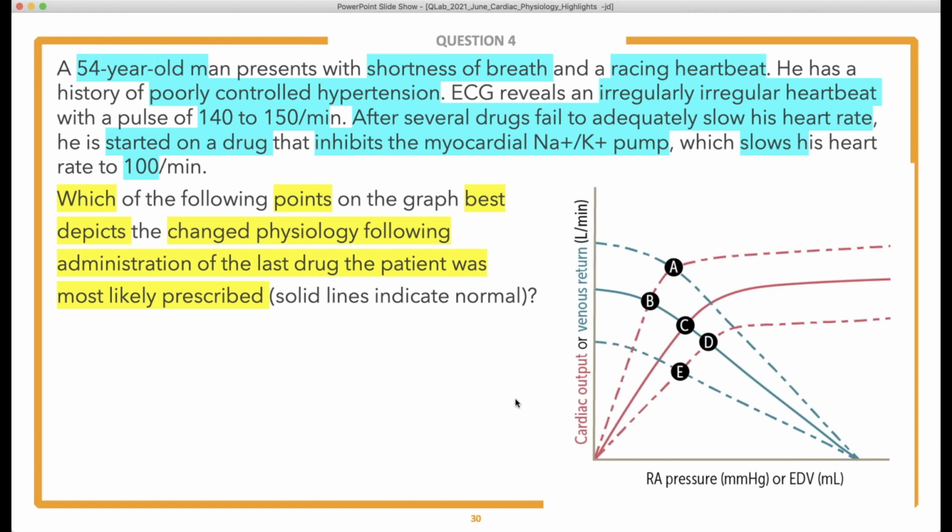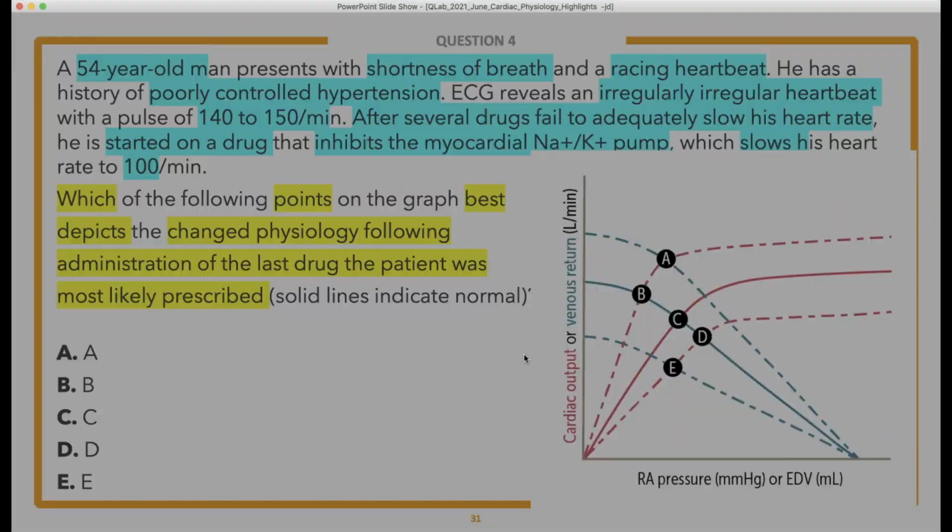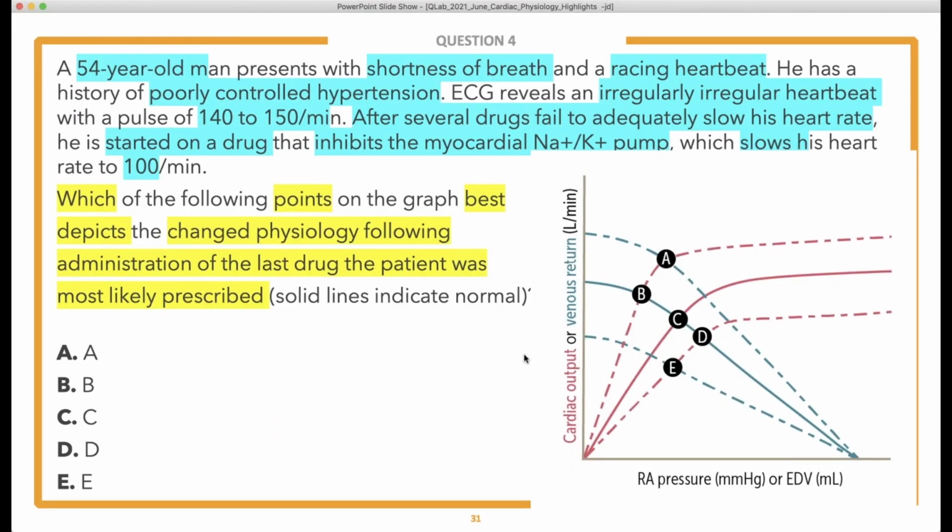So let's go ahead and take a look at the answer choices. And as you can probably imagine, also another A, B, C, D, E answer choice question. So make sure you're taking a good look at this graph, the x-axis, the y-axis, the color of the curves. The solid lines indicate normal, the dotted lines are changes. Go ahead and think about what you think is going on, which one is most likely to be the answer in this question, and we'll talk about it in just a few seconds.